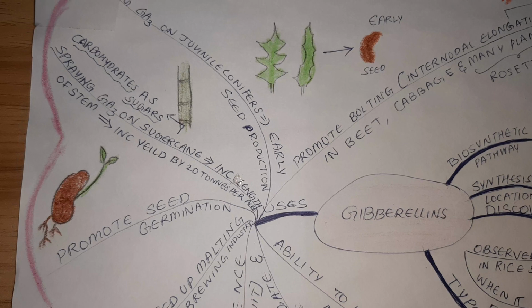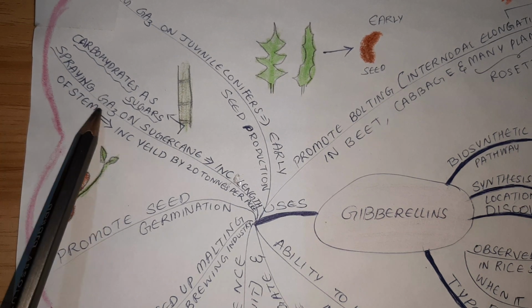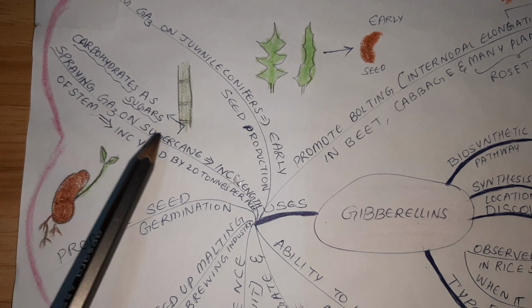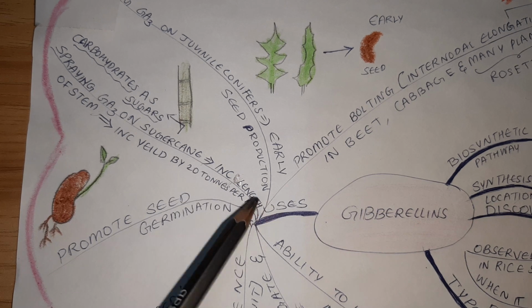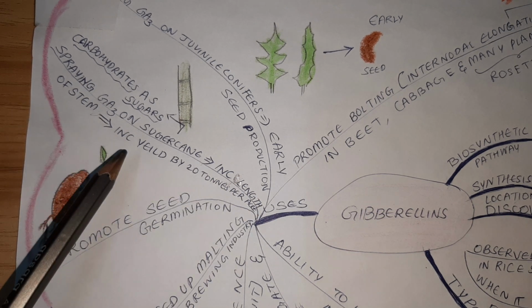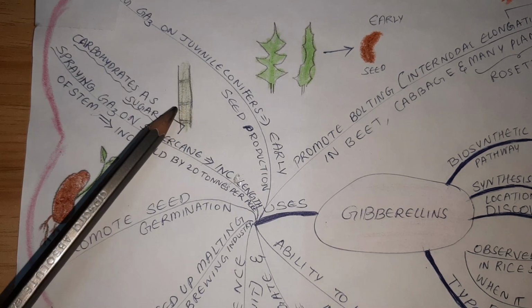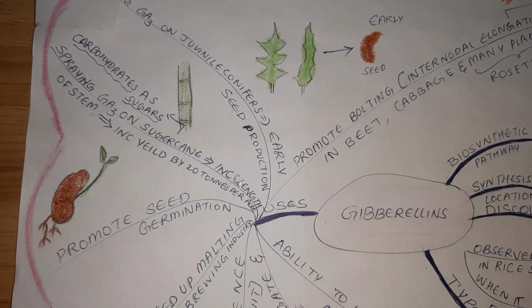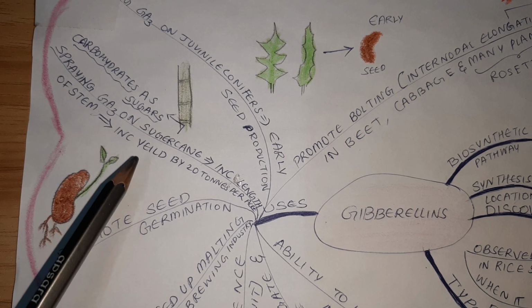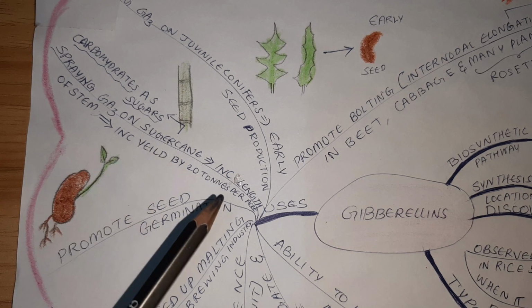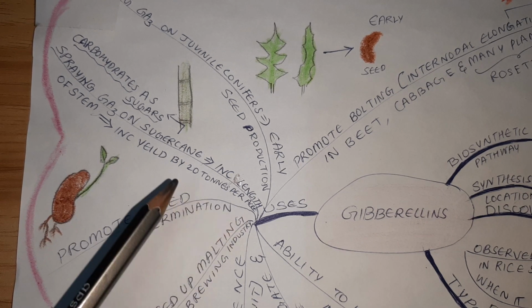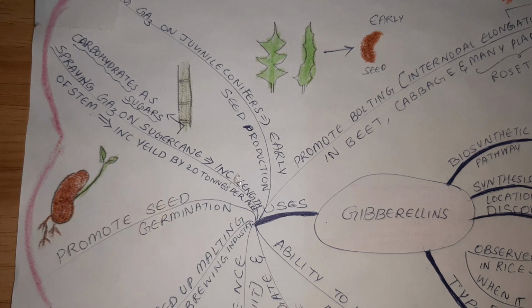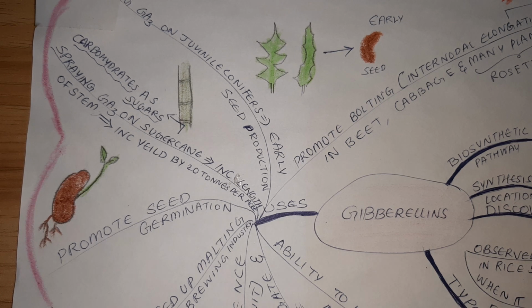If we spray this GA3, which means gibberellic acid, on sugarcane, what will happen? The length of the stem will increase. Therefore, if the length of the stem is increasing, more sugarcane is being produced. So in this way they increase the yield. We have widely estimated that it increases the yield, the harvest, by 20 tons per acre.